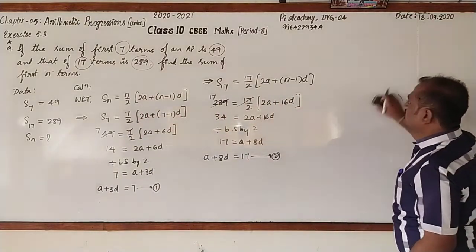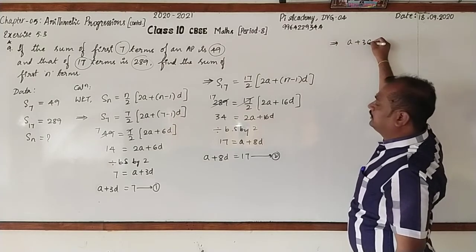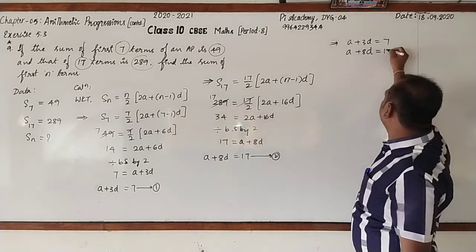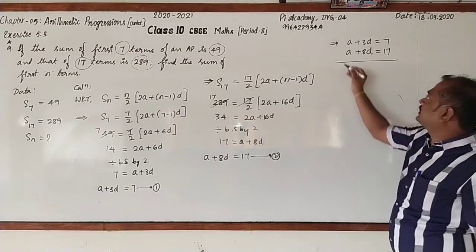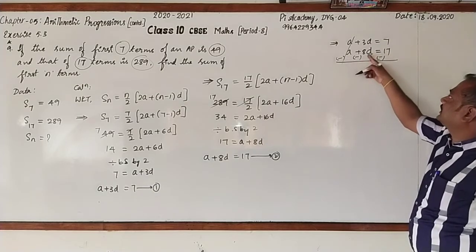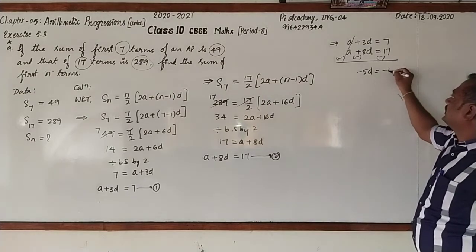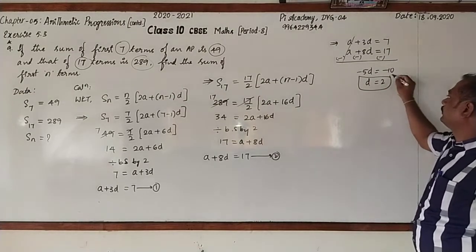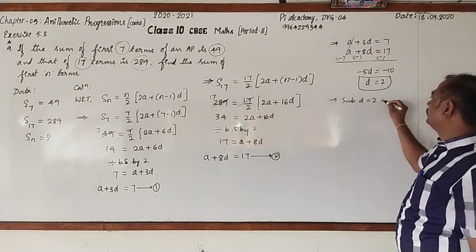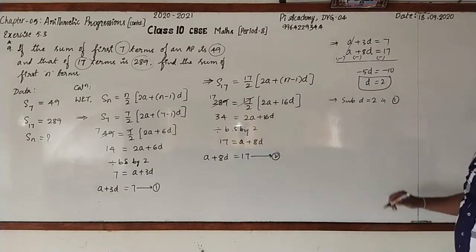Then solve equations 1 and 2. Here I'll write a plus 3d is equal to 7. Equation 2, a plus 8d is equal to 17. Change the sign. This is minus, minus, minus. These two get cancelled. 3d minus 8d is minus 5d. Then 7 minus 17 is minus 10. D is equal to 2. Next we should find out a. Substitute d is equal to 2 in any of the two equations. I take the first equation. A plus 3d equal to 7.